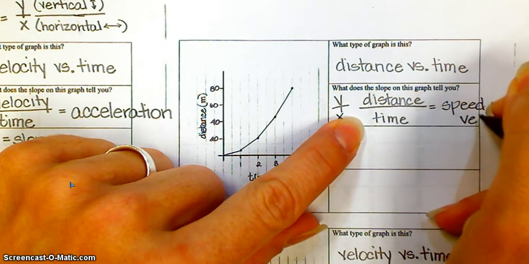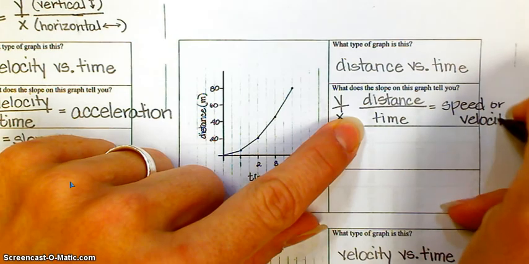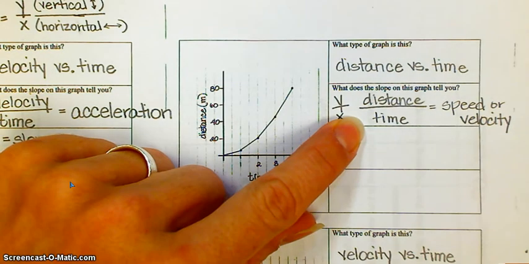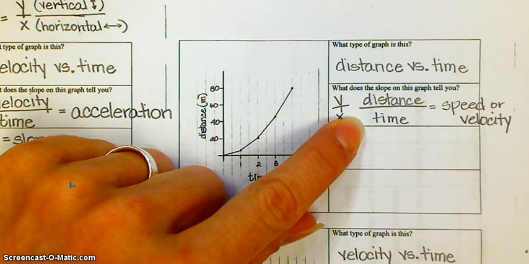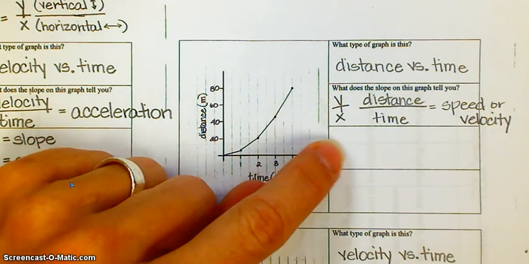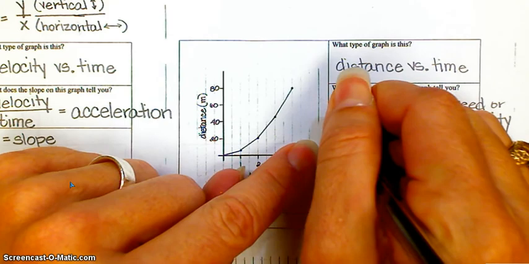Okay, so the slope on a distance versus time graph gives you speed or velocity. You guys got that? All right. So the slope is speed or velocity.